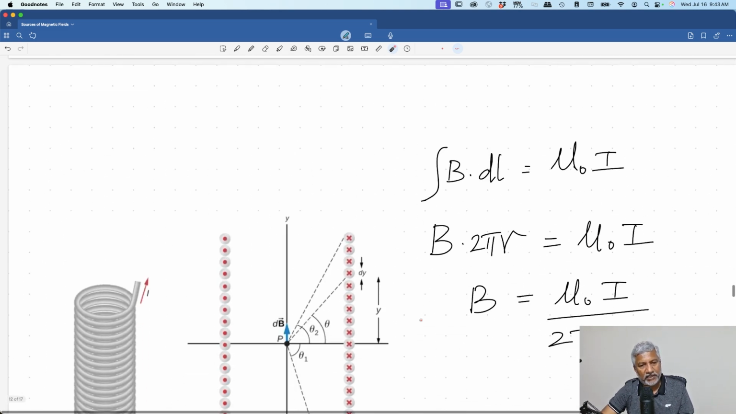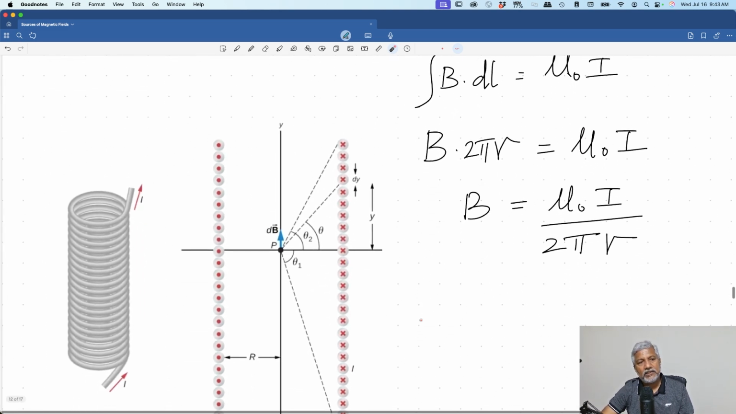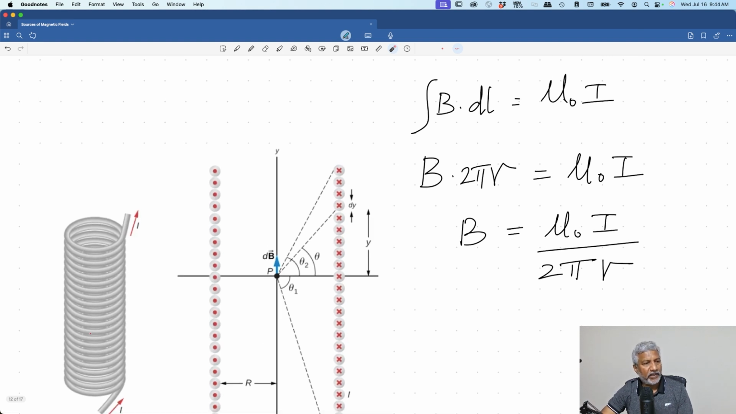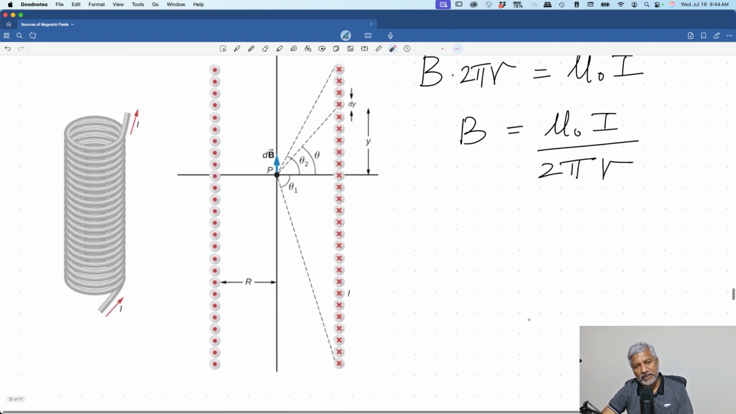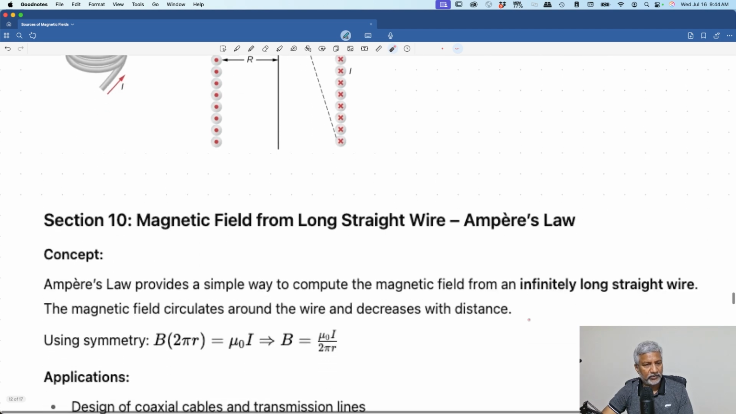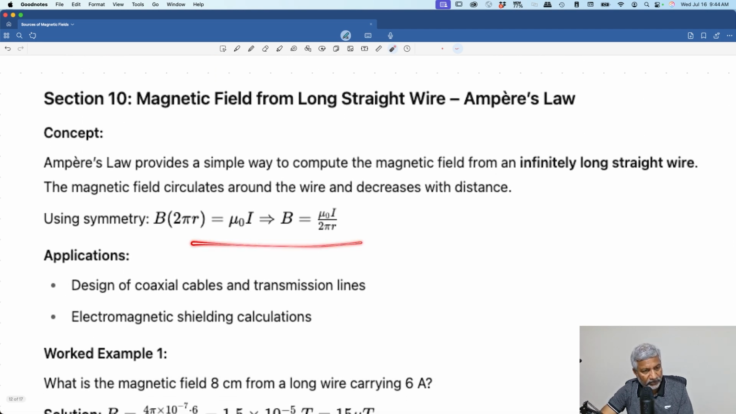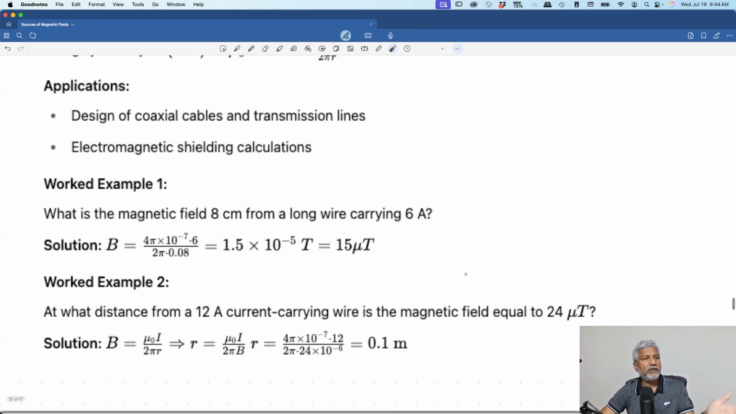Keep that in mind. Whatever I told you before, that's derived here, so I'm not going to repeat it. That's what you do to get the magnetic field due to a long straight wire. Once again, remember, this formula is only applicable to an infinitely long straight wire. And then two problems worked out where you have the distance and the current.